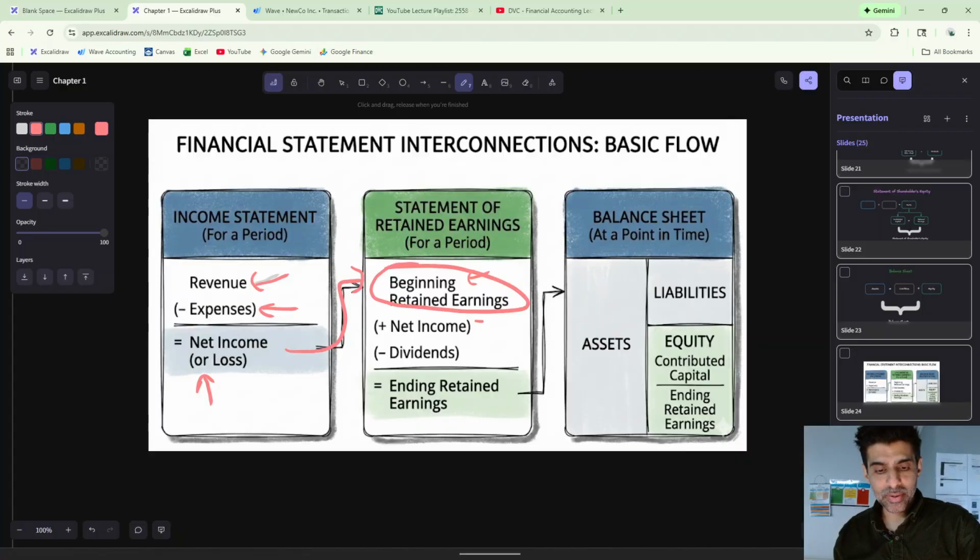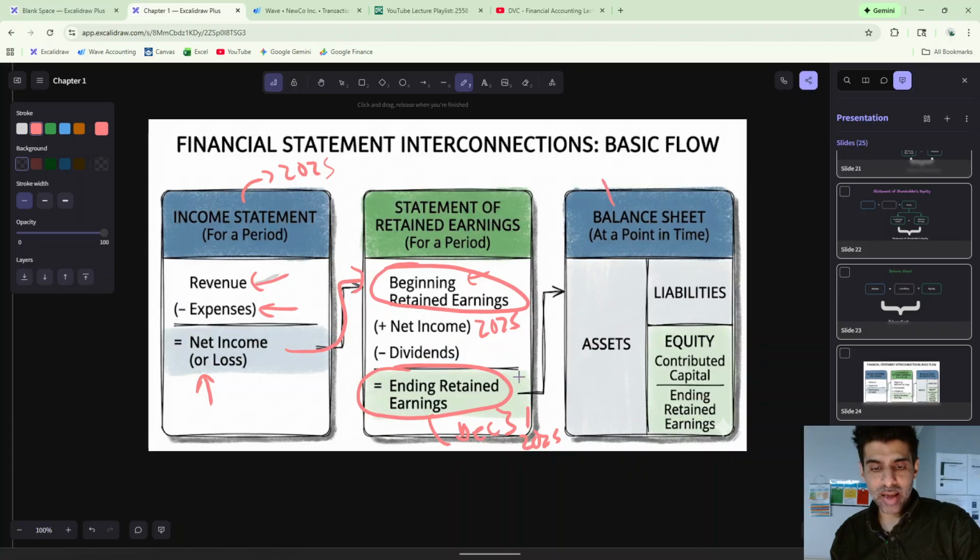You're going to see what happened in 2025, how much net income. So this is the income statement for, again, 2025. You're going to add in the net income that you earned from this period. You're going to subtract whatever dividends you paid, and that's going to give you the ending retained earnings balance. So this is going to be as of December 31, 2025.